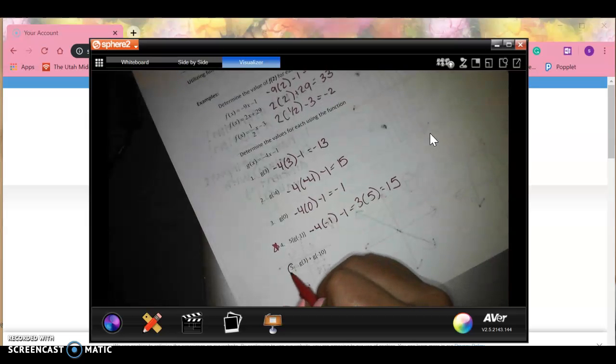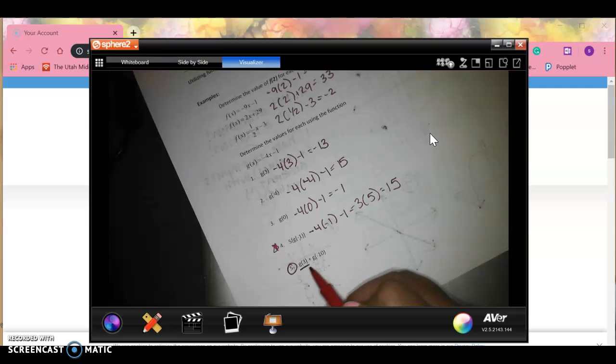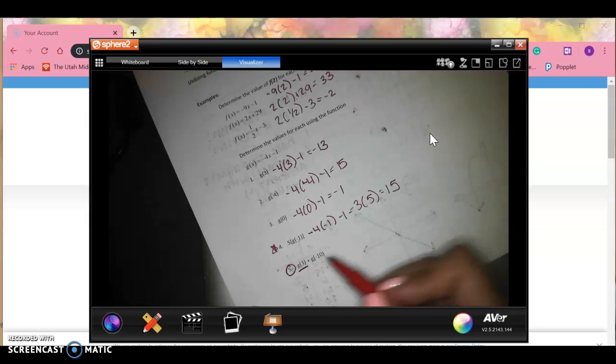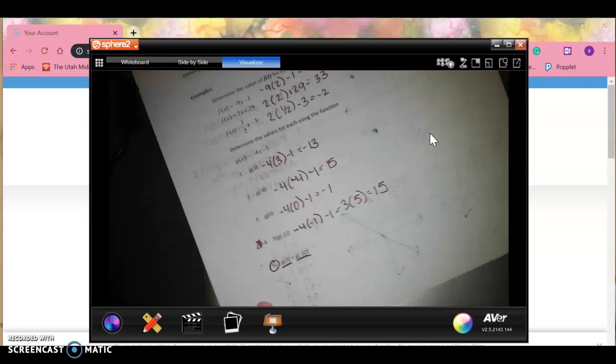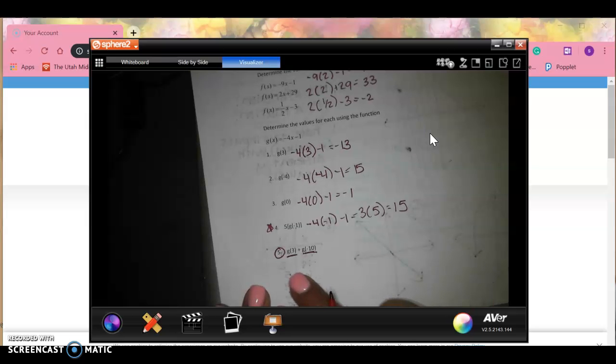I'm going to have you do this on your own. They want you to do g of 3, and whatever your answer is, they want you to add g of negative 10 to that. We will go over that tomorrow in class. Go ahead and try number 5. Alright, let's go on to the next page after you've paused that and solved that problem I asked you to do.